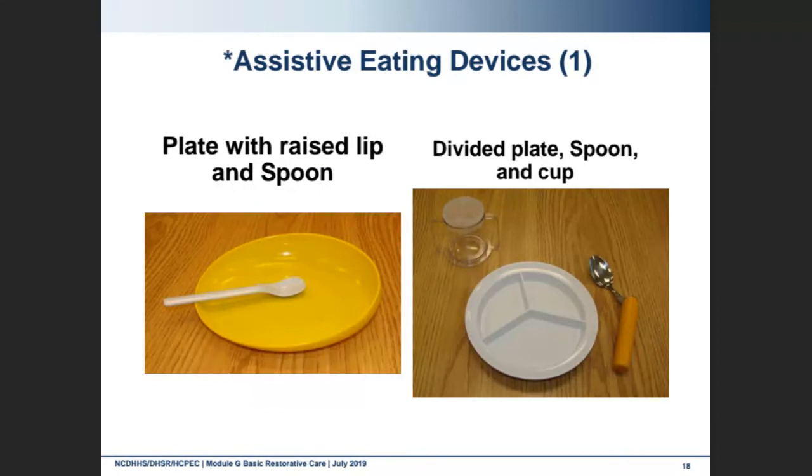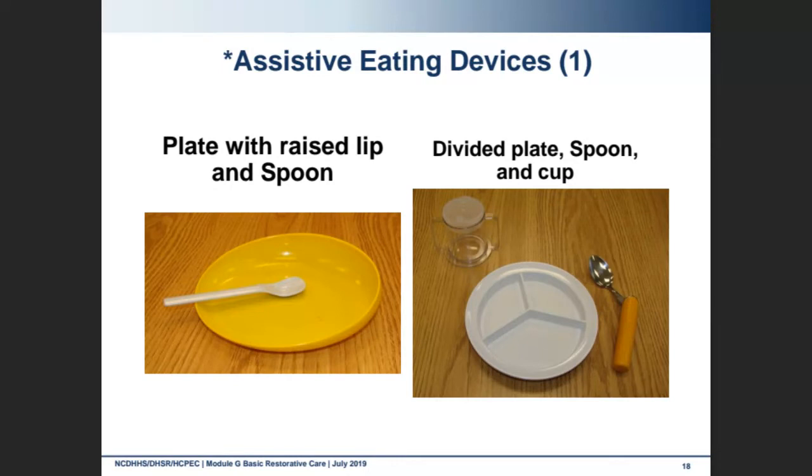Let's see what else. We've got angled utensils. So when somebody has limited arm or wrist movement, they can use the angled utensil so they can still feed themselves. Sipper cups. So if they're a little shaky or they just have an unsteady grip, they can use these cups and still be able to drink on their own and not worry about spilling all over themselves.